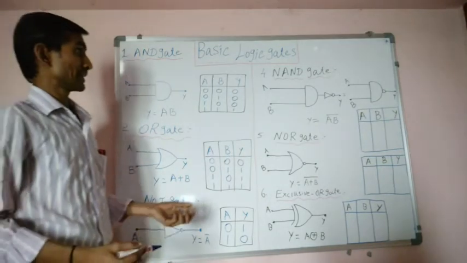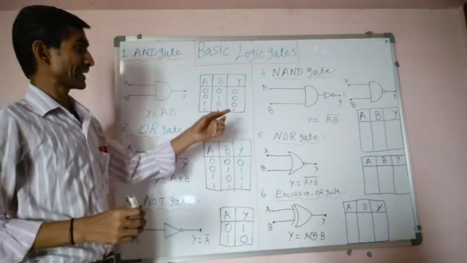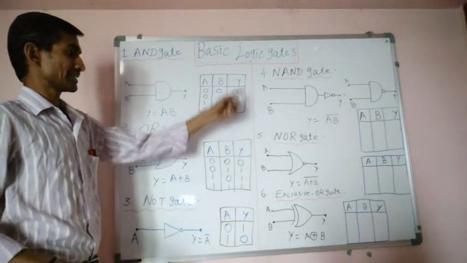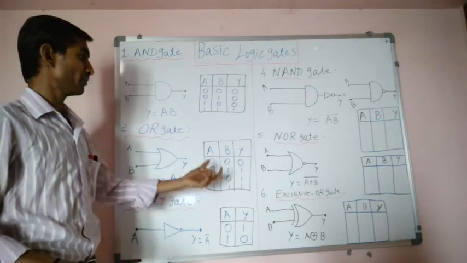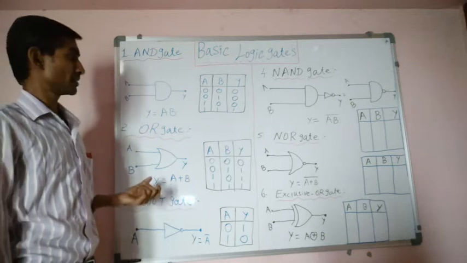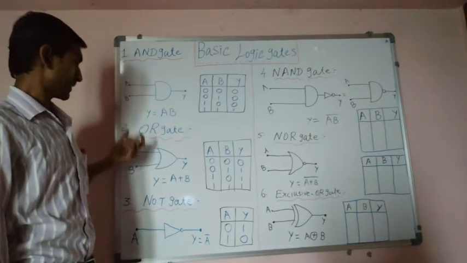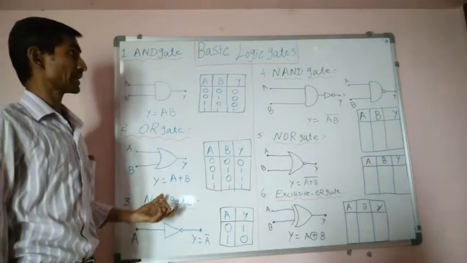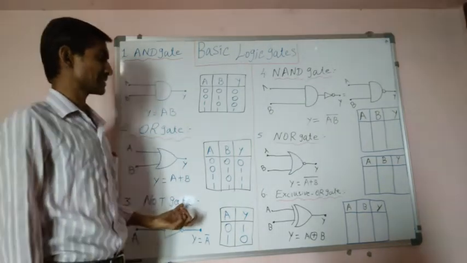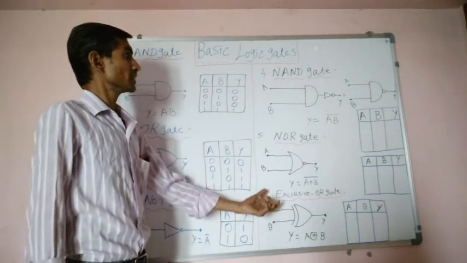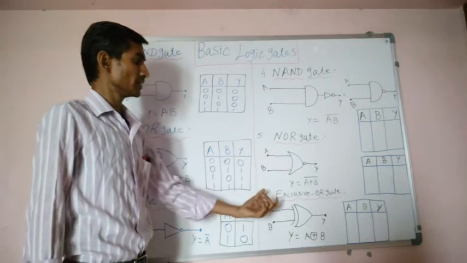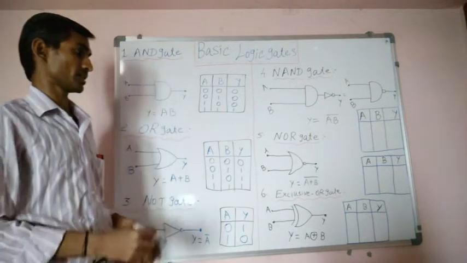Okay. Next one, NAND gate, NOR gate, exclusive OR gate. These three gates are combinations of basic gates. So AND gate, OR gate, NOT gate are mostly called basic gates. Using these basic gates, we are going to do the NAND gate operation, NOR gate operation, exclusive OR gate operation.